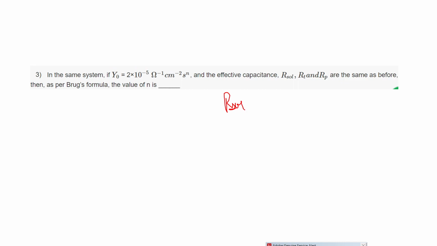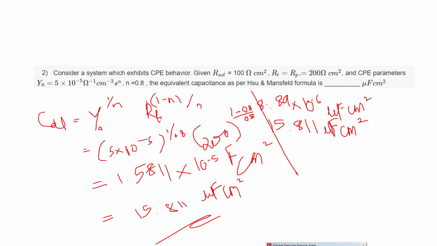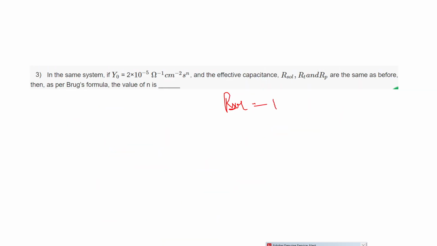R solution is equal to 100 ohm centimeter square. RT and RP are 200 ohm centimeter square.